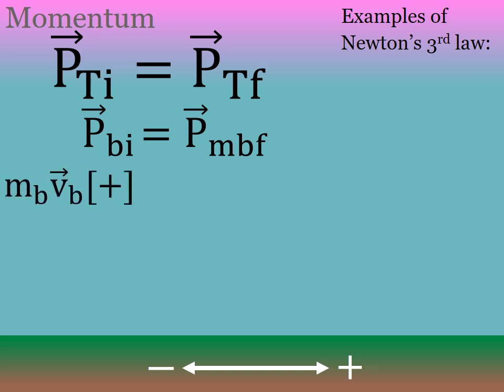Mass times the velocity of the ball was in the positive direction, and that equaled the mass of me and the ball together multiplied by the velocity of me and the ball together in the positive direction. The ball was initially traveling faster. After it hit me, our combined masses then traveled slower, but the product of both sides are equal to each other.